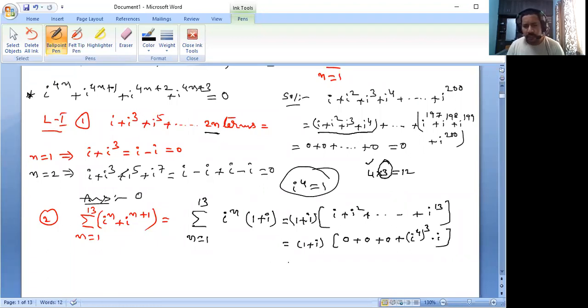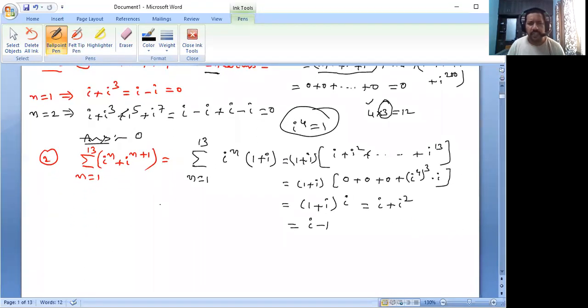Okay. Now substitute: 1 plus i into i power 4 is 1, 1 cube is 1, 1 into i. Multiply both: i plus i square. What is the i square value? Minus 1. So the answer is i minus 1. I think all of you understood now. It's not difficult, easy only.